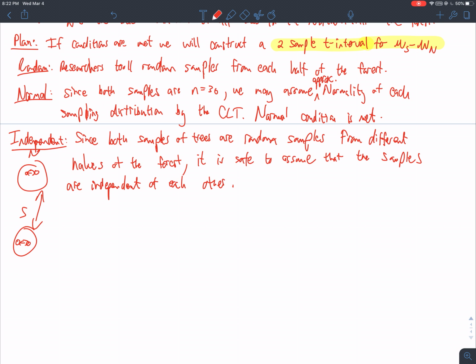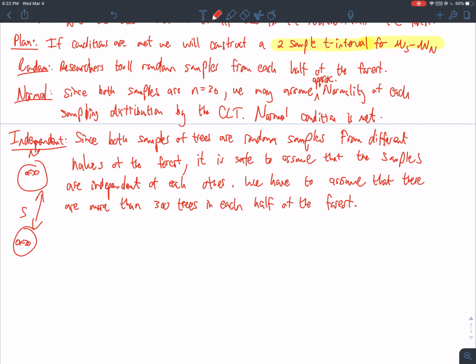We don't know how many trees there are. If it's a big forest, we just have to say we have to assume that there are more than 300 trees in each half of the forest. Okay, which seems reasonable for a big forest, then we can say the 10% condition is met. Okay, so we checked independence, yay, we're happy.